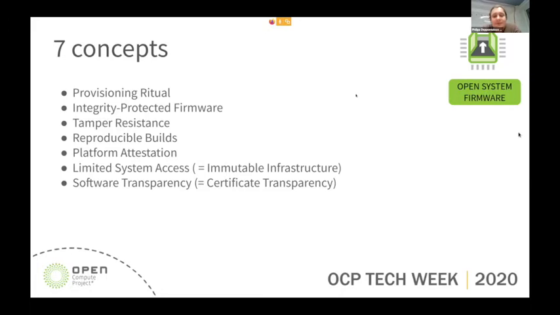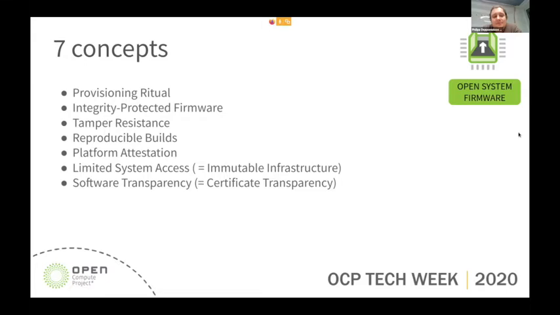We want to use reproducible builds, which is really important, because with reproducible builds, you can just compile the code and compare it to the binary, and it stays the same. So you can verify that the code matches the binary, which is also really important for later verification. And we use platform attestation, also known as remote attestation, where we can attest that the platform is in a specific state by the integrity protected firmware. There is also limited system access, which is more about immutable infrastructure, where administrators or operators can modify things in a running system, but we will just ignore that for now.